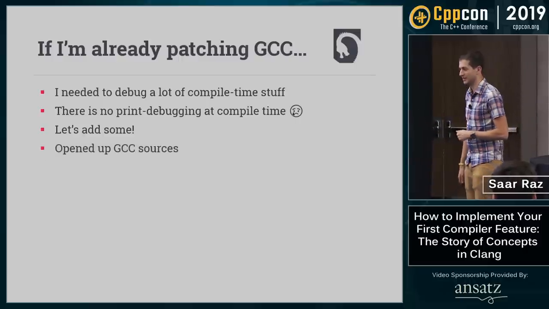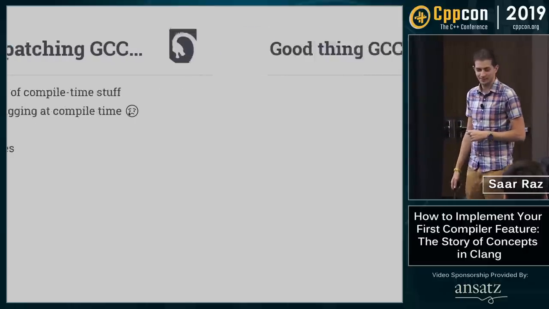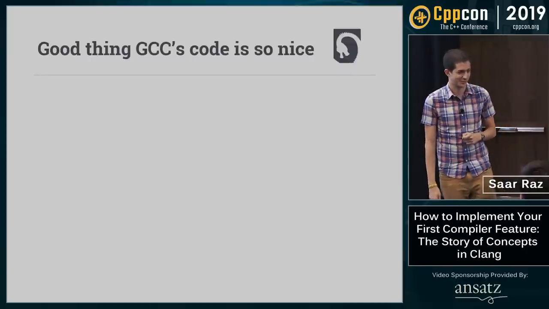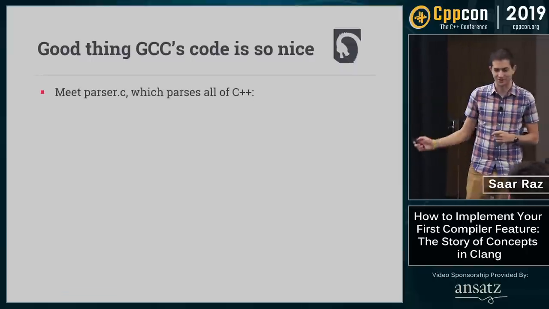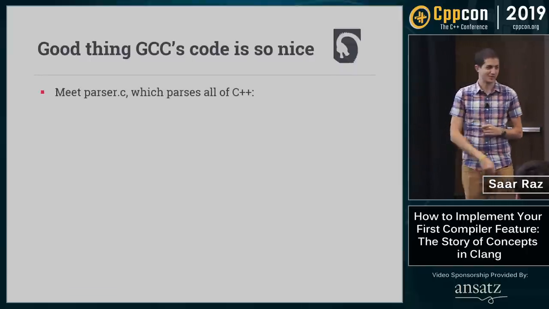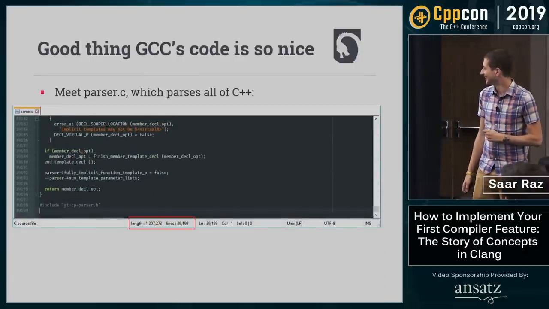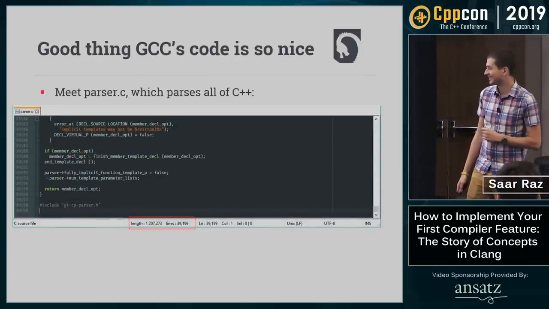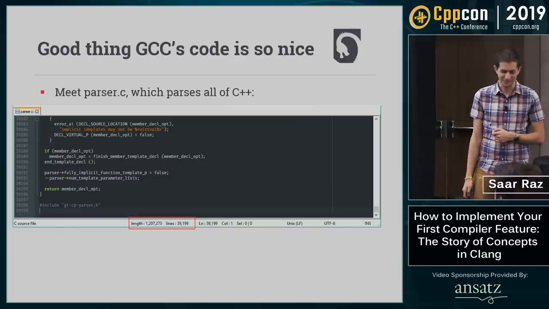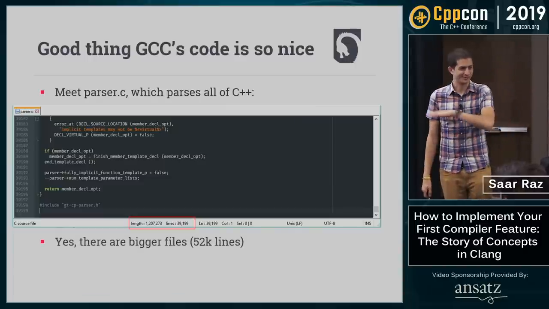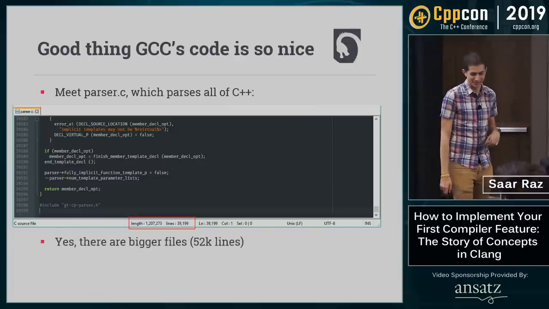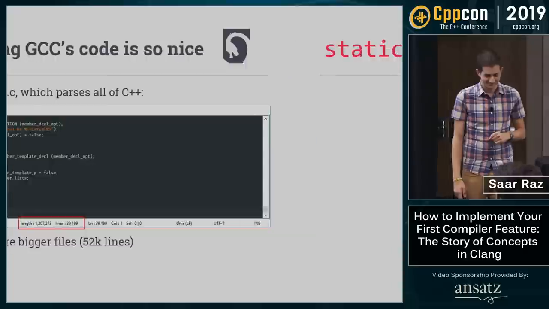So I opened up GCC's sources. And good thing GCC's sources are so nice. For example, here is parser.c, which parses all of C++. And as you can see, it's a light read. And there are bigger files, and maybe they've gotten bigger since I took this picture.